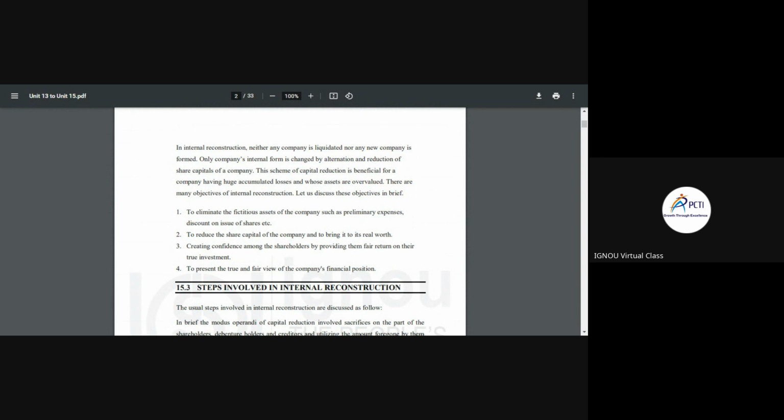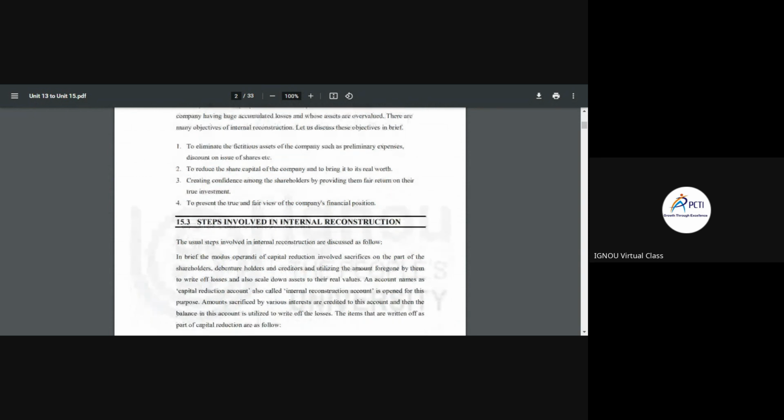from their actual value. The main objective of internal reconstruction is to eliminate the fictitious assets of a company such as preliminary expenses and discount on issue of shares, then to reduce the share capital of the company and bring it to its real worth. Third point will be creating confidence among the shareholders by providing them a fair return on their true investment. Next one is to present the true and fair view of the company's financial position.